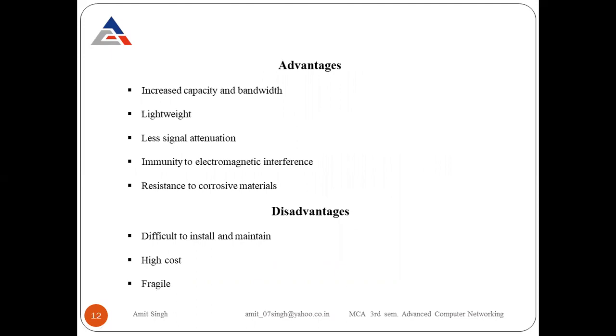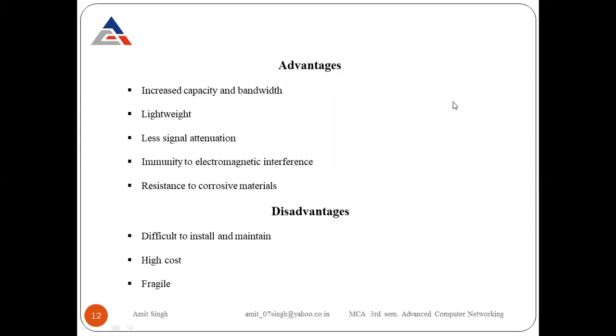Now next we have the advantages and disadvantages. First, the advantages are increased capacity and bandwidth. Automatically the capacity and bandwidth of light is high, so the optical fiber's is high. Lightweight, because no copper wires are used, no copper is there, no iron is there. We are sending the signals in the form of light. Less signal attenuation, because we have the coating, the cladding, and the outer jacket, so there is less signal attenuation. Immunity to electromagnetic interference.